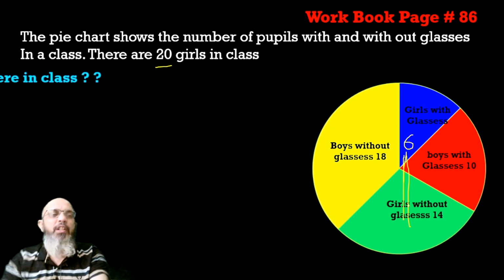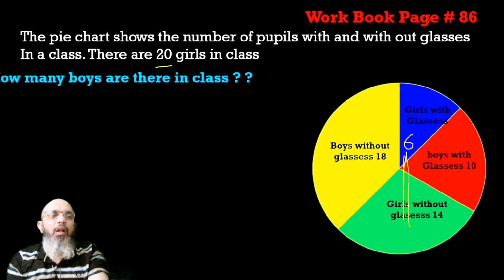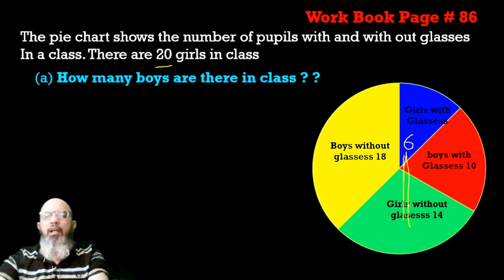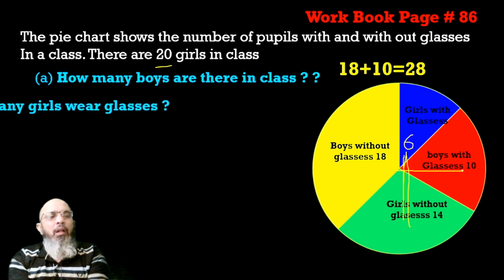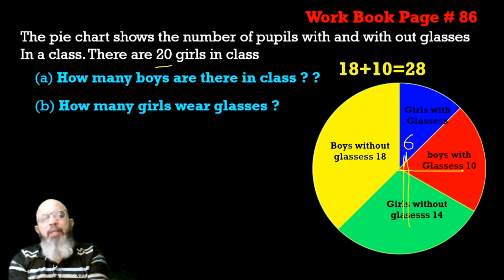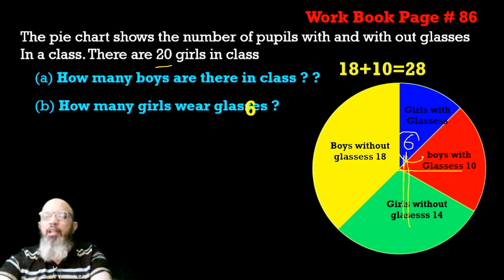So let's see what are the questions. The first question is, how many boys are there in the class? So very simple, we will add 18 and 10, because 18 without glasses and 10 with glasses. So we have total 28 boys in the class. Very easy. So what is the next one? How many girls wear glasses? That's again easy. Total girls are 20, 14 without glasses, the rest of the girls are with glasses, and that is 6. That's an easy question for you.